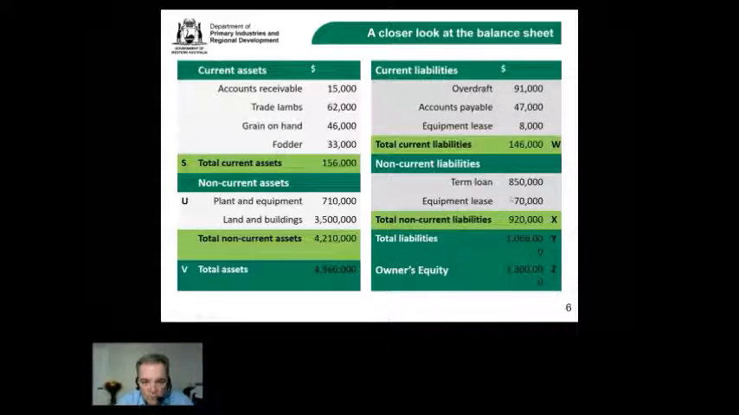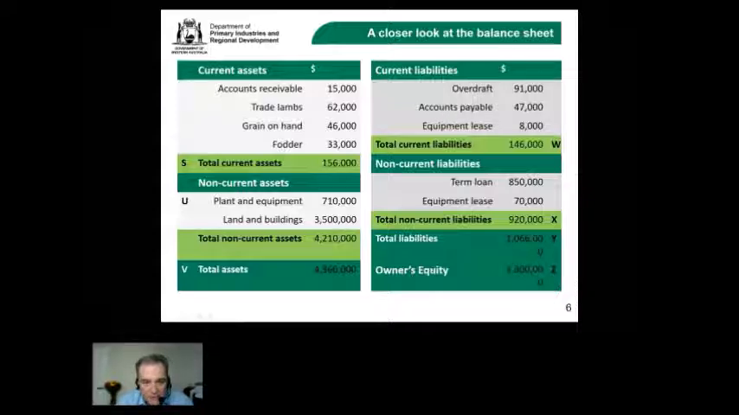And then we've got some non-current liabilities. So beyond 12 months, we've got this big term loan that we need to try and pay off and pay the interest on. And we've also got the lease on that equipment beyond 12 months. So the next 12 month payments are 8, and then beyond 12 months, the repayments are about 70 there. So we've got some current liabilities, 146, and we've got some non-current, 920, and together they add up to 1066. Sorry about the zero dropping onto the next line there.